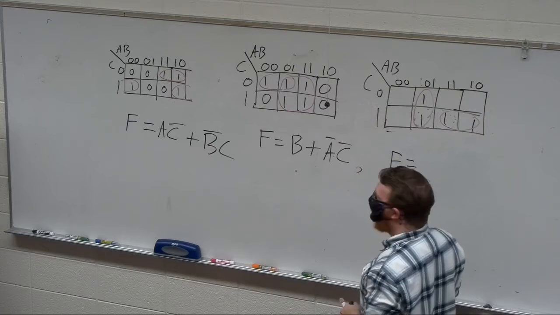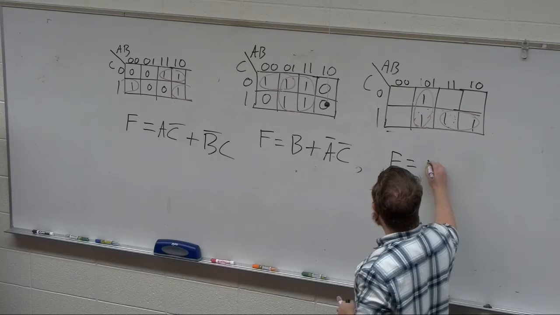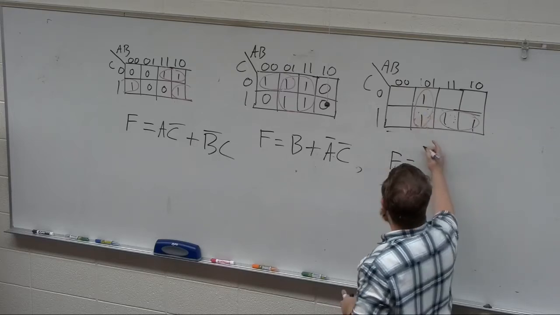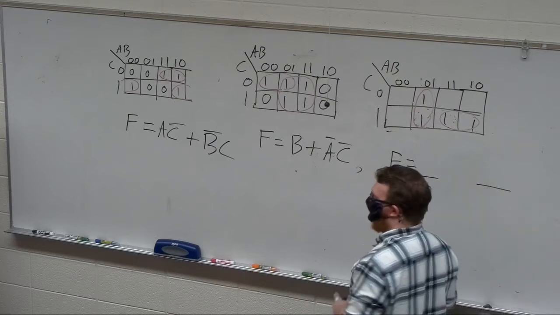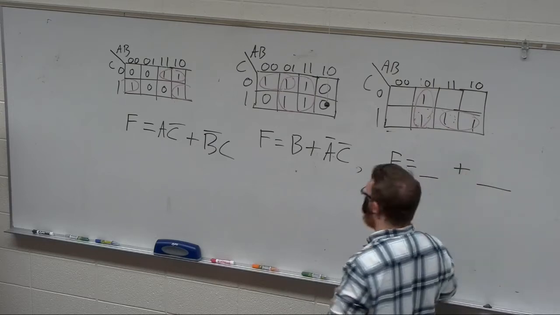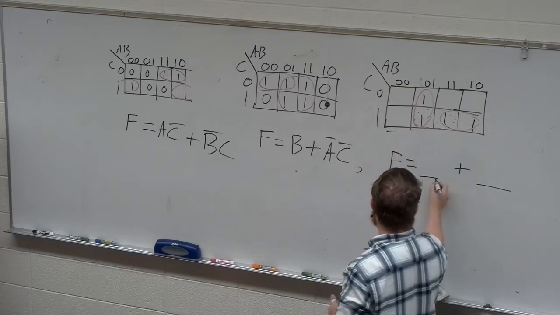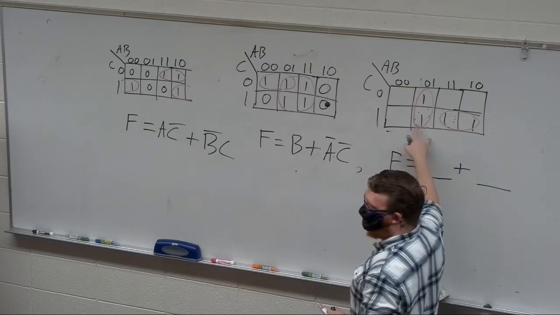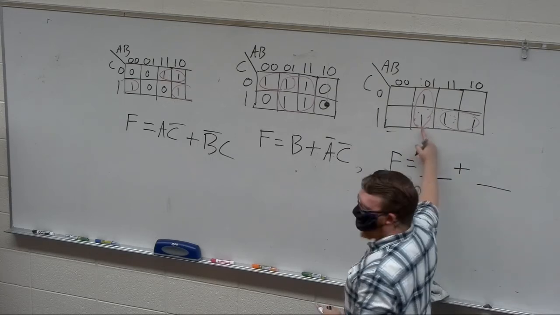Would it be B plus? Well, I've circled 2 of them, so how many terms are going to be? There are 2 circles, so I know there's going to be 2 terms separated by an or. Right? 2 circles or together. Let's do this circle as our first one. What is this circle? What doesn't change in this circle?